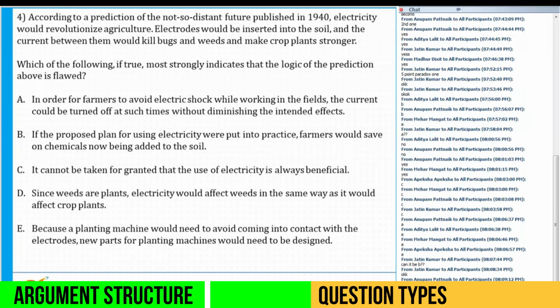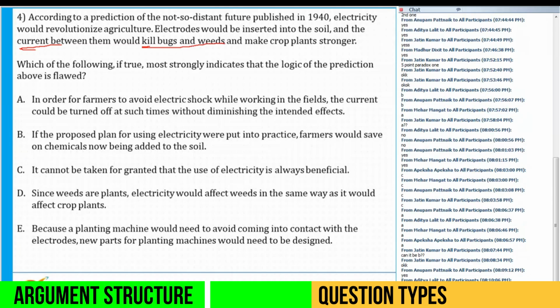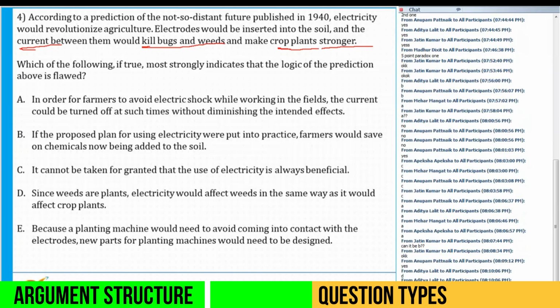So what will he do? He will pass current, and this current will kill the bugs and weeds. But this current will make the crop plant stronger. I think even before reading the options, I can tell you what is the flaw. The flaw is how will the electricity current differentiate what is a bug, what is a weed, and what is a crop plant.